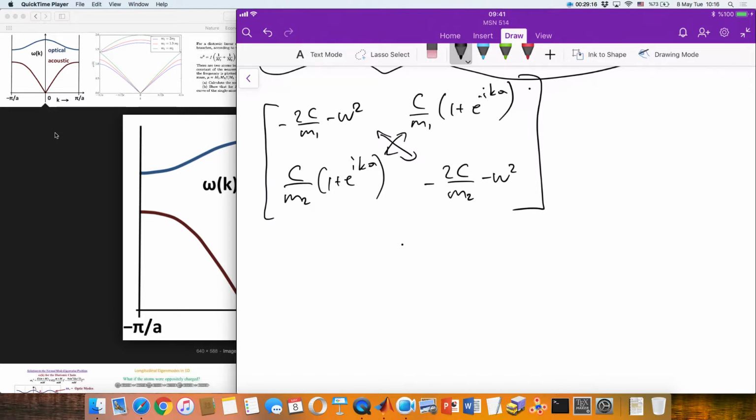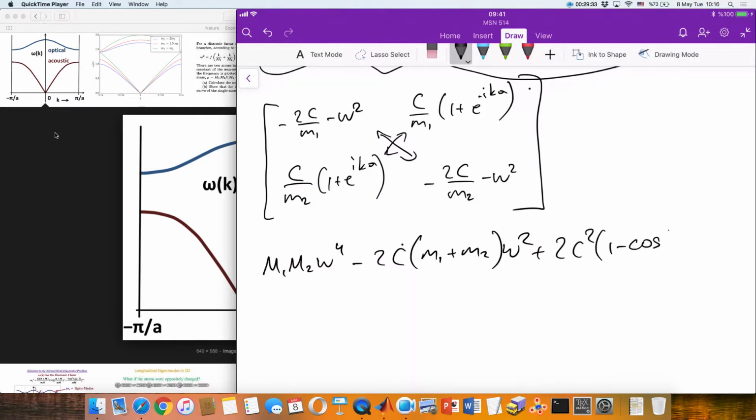So if you do this, you get something like this: m1 m2 omega to the 4 minus 2c m1 m2 omega squared plus 2c squared times 1 minus cosine ka. At some point, these i k a's magically disappear, okay? Because they become some sum, okay? So then what happens is that you get this.